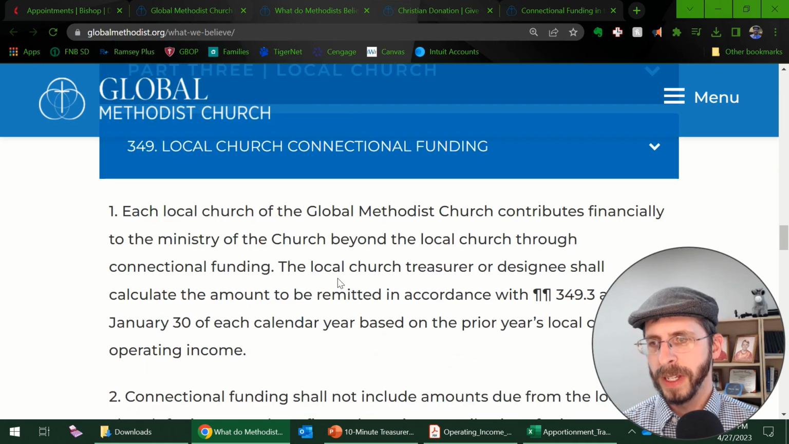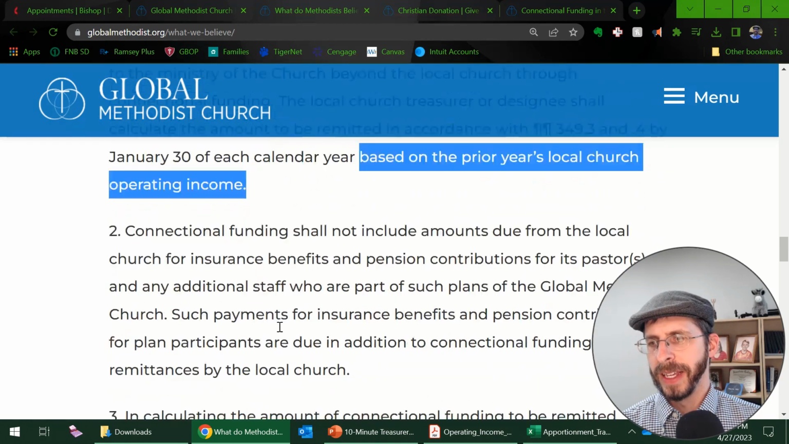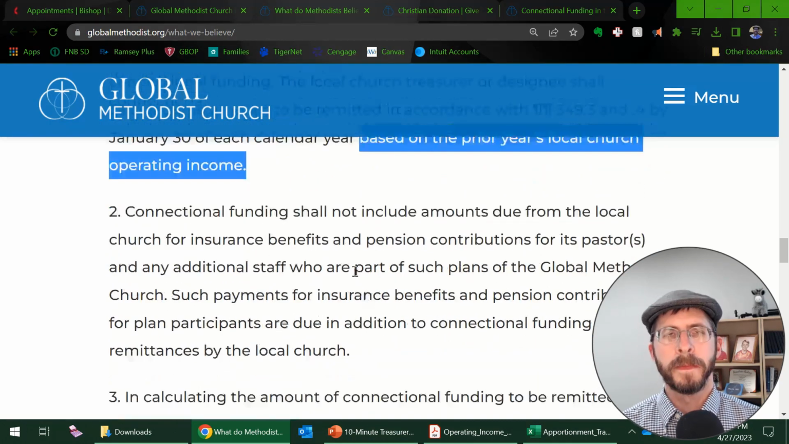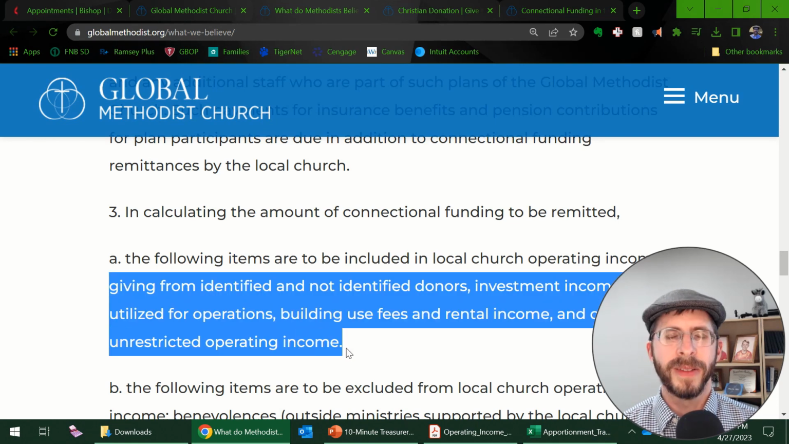Local church funding, connectional funding. The long story short is it's a percentage of whatever your church's operating income was for last year. And this is something you're going to calculate yourself. They then define what exactly is operating income and what isn't. And long story short, it's basically those undesignated gifts that people throw in the offering plate, for the most part.